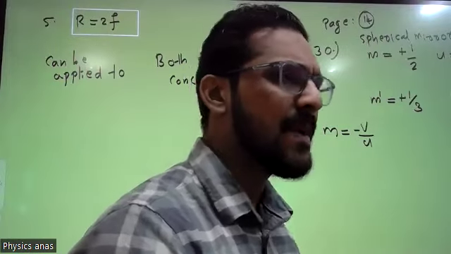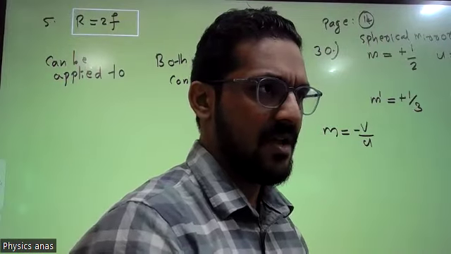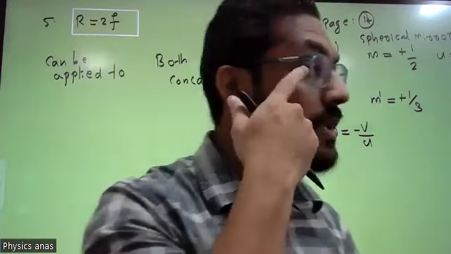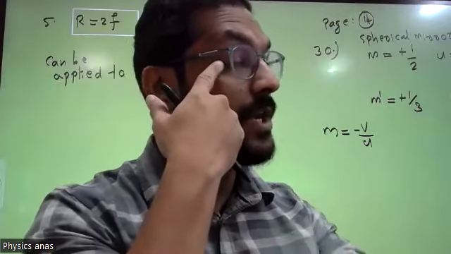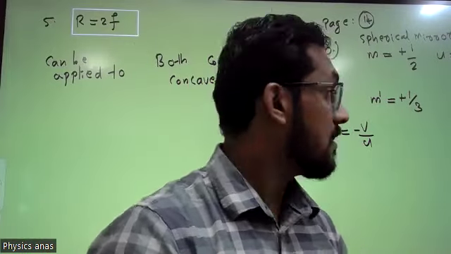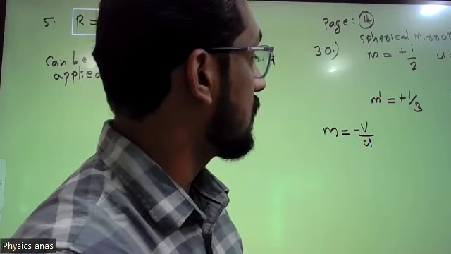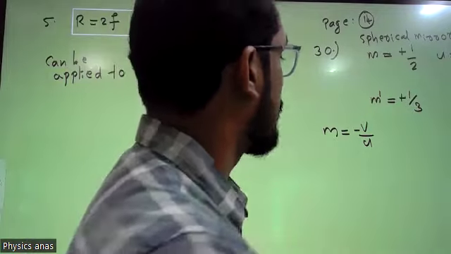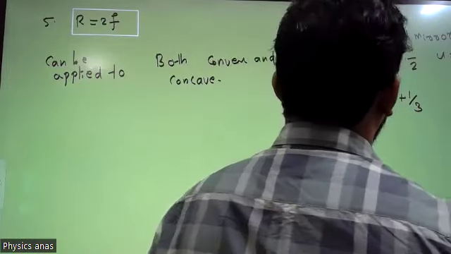You are having another magnification, that is 1 by 3. If you are having the value of focal length, what can you do with that? There is focal length, and you will find the magnification. Let's see, what can we do from here?